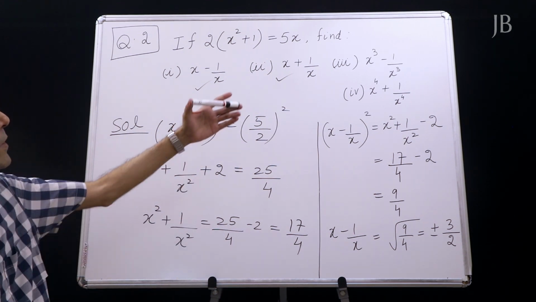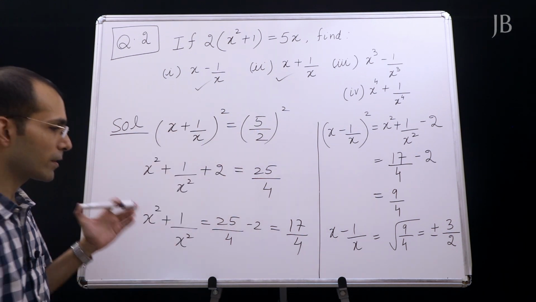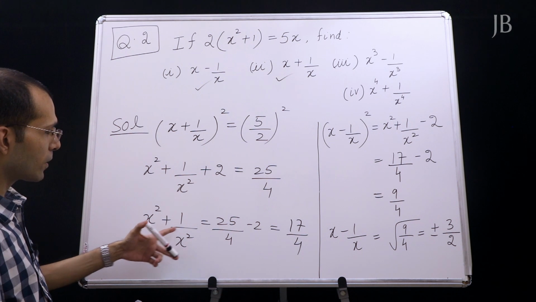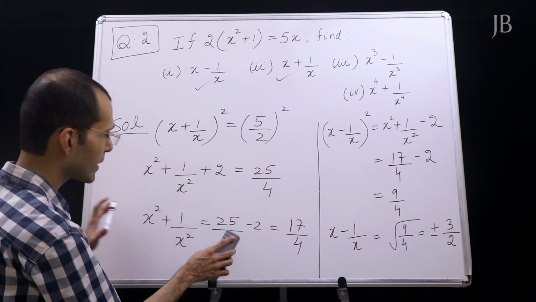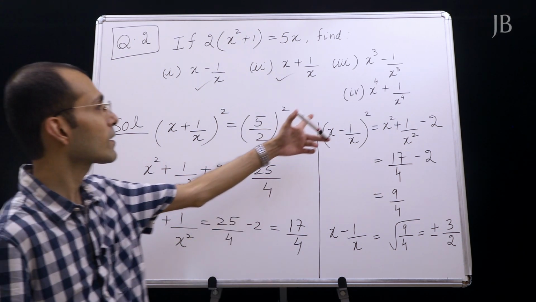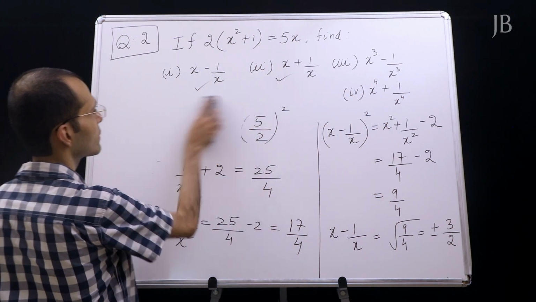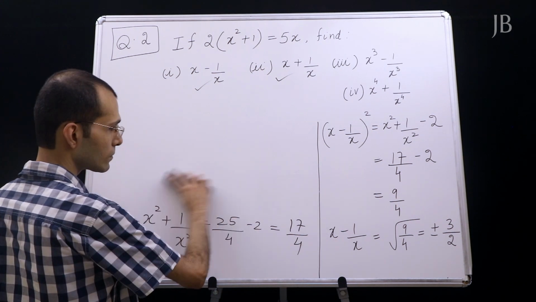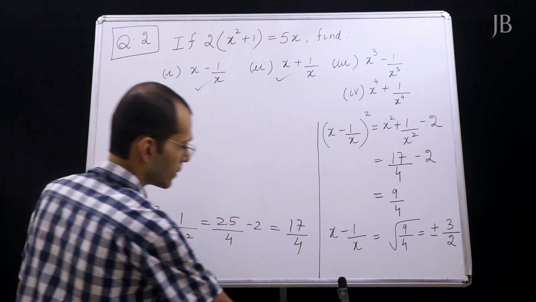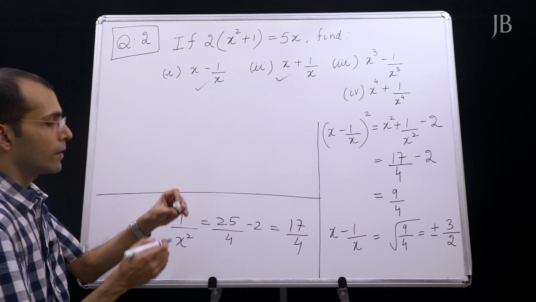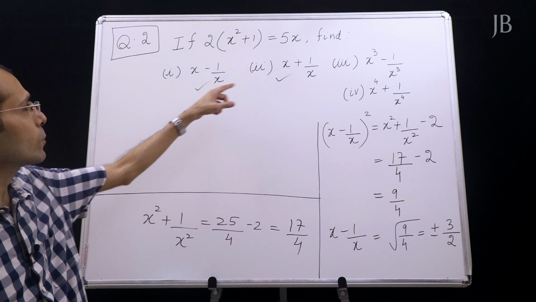Now we have to come to the last two subparts and we are done with this question. So keep this in mind, x square plus 1 upon x square was 17 upon 4. I will keep it because it will be required for x raised to 4. So we will just erase this portion. We will just draw a line here. Okay. Now what is our next target? So these two are done.